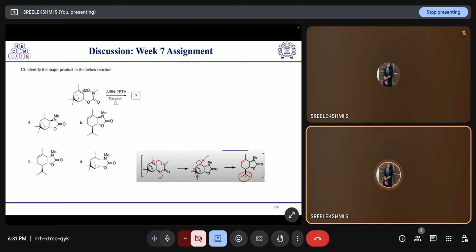So here what is happening in the presence of this AIBN and tributyltin hydride, this bond will undergo homolysis and here a radical will form, here a radical will form, that will combine with nitrogen to form this intermediate and then this will open to form this one and this can get quenched to form the corresponding product, which is option C. So this is an example of a radical cyclization reaction. So the strain associated with the cyclobutane ring is the reason for ring opening.